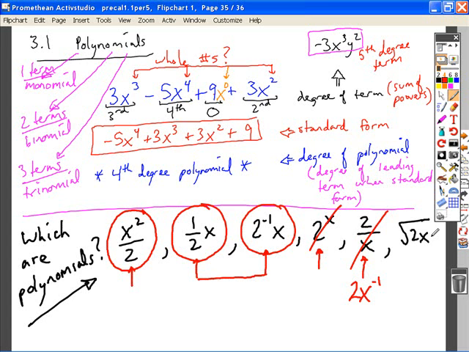What about the square root of 2x? Again, you're looking at the square root of 2 times x to the 1/2. If you're thinking in terms of rational power, is 1/2 a whole number? No. So the first 3 are polynomials. The last 3 are not polynomials.